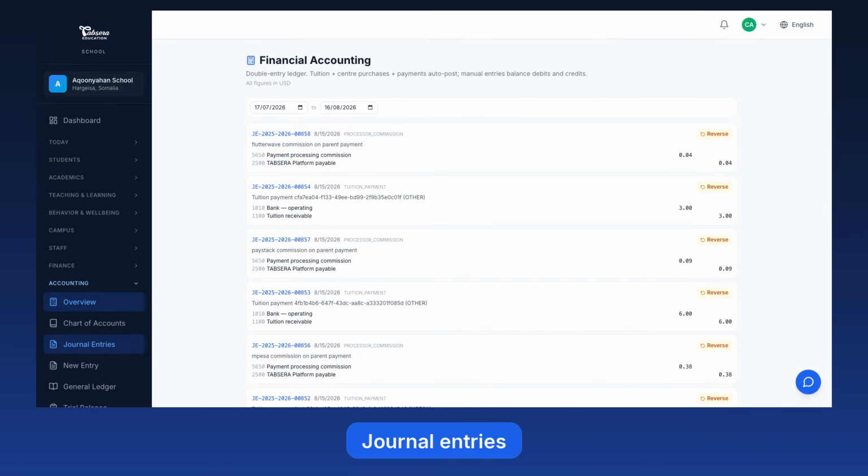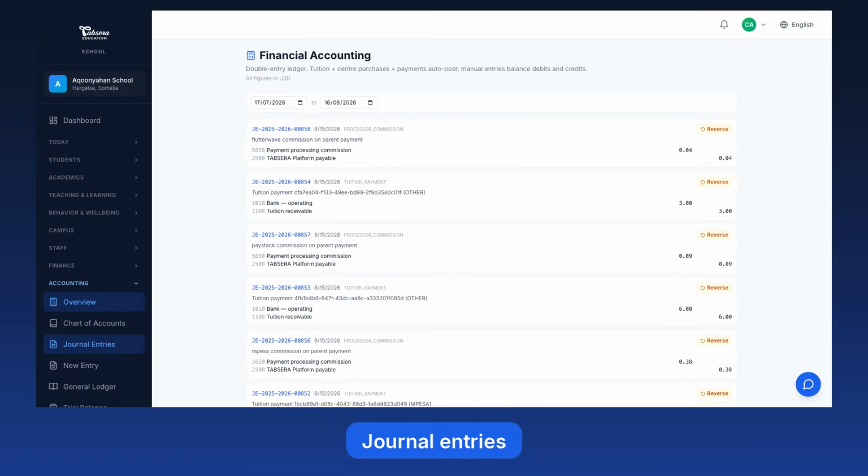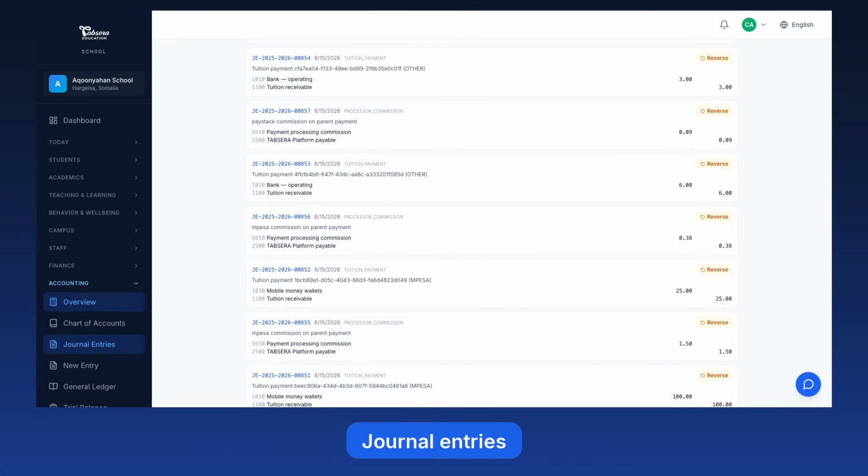Journal entries is the ledger's transaction log, every posting, in order, each one balanced with equal debits and credits. Most of these you never typed: an invoice raised, a payment taken, a purchase from the platform, each one posts its own journal automatically. Reverse unwinds a posting cleanly rather than editing history, which is the only honest way to fix a mistake in a ledger. And new entry is for the adjustments nothing else creates.